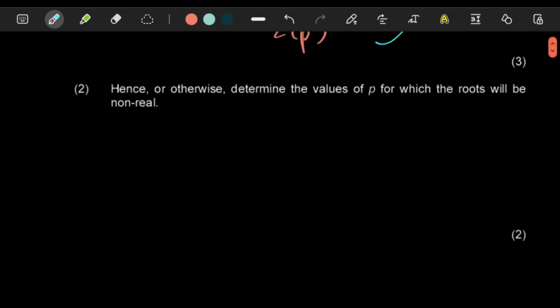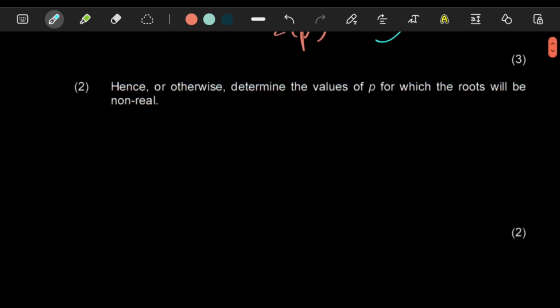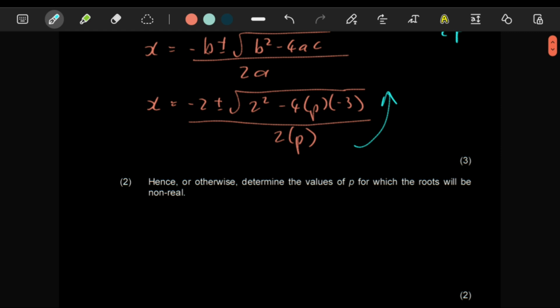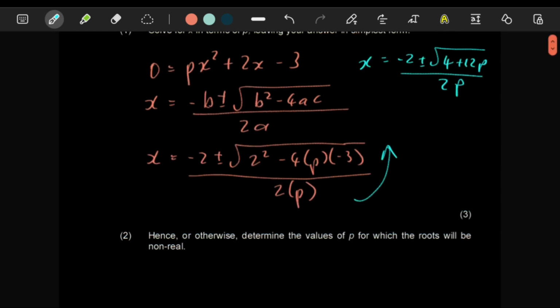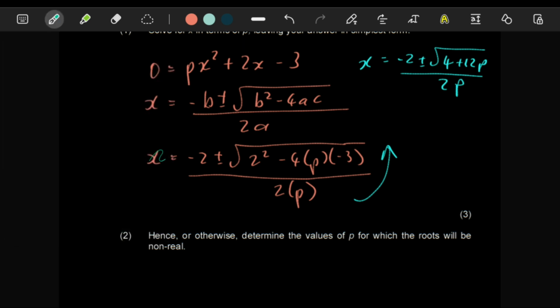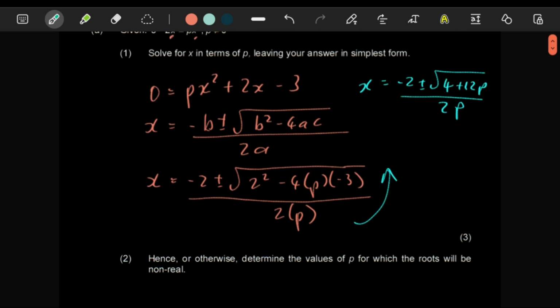Anyways, let's see what the next question says. The good news is that anything that starts with hence, I feel comfortable saying 100% of the time, you need to look at the previous question to help you. A question starting with hence definitely means that you need to look at the previous question. Hence or otherwise, determine the values of P for which the roots will be non-real.